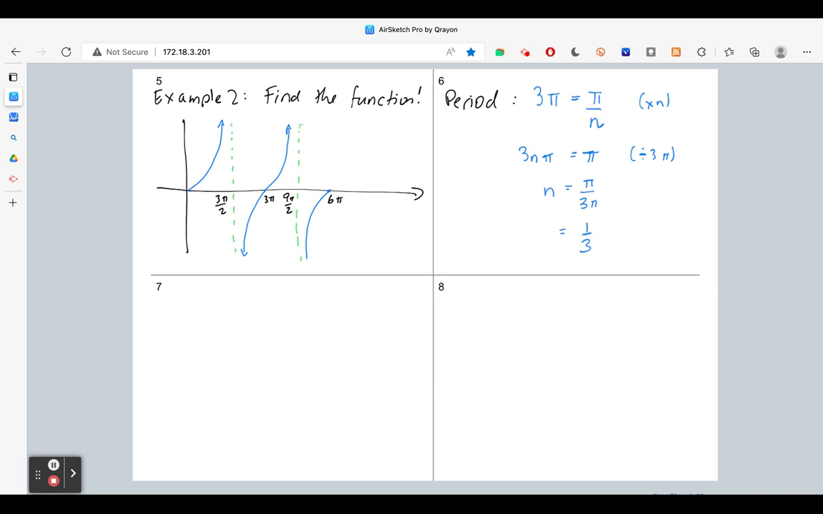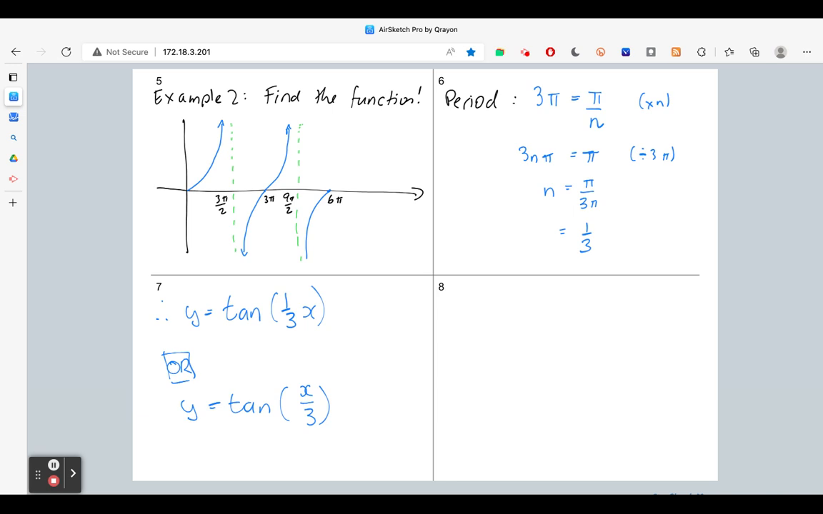And so we can say, therefore, y is equal to, is it reflected? No, it's not. So y is equal to tan 1/3 x, done. Or you can write that as y equals tan of x on 3. These are equivalent. 1/3 of x is the same as x over 3.